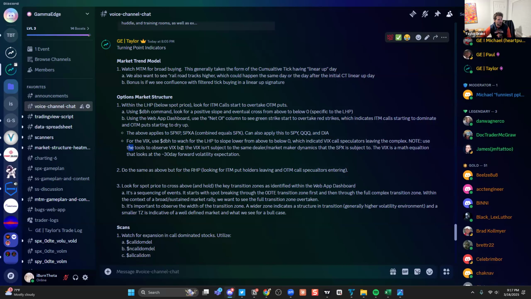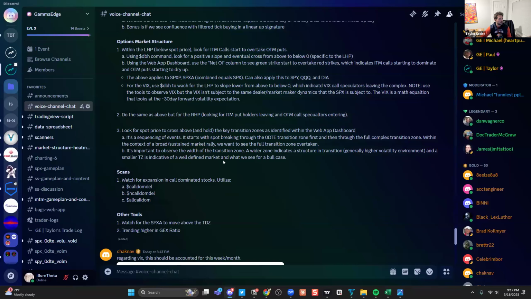Then just to note, use tools to observe the VIX, but the VIX is not necessarily subject to the same dealer market maker dynamics that SPX is subject to. At the end of the day, VIX is a math equation, looks at 30-day forward volatility expectations, but you can infer what's happening in the VIX of what could transpire in the SPX. So that's why it's important. Do the same there.